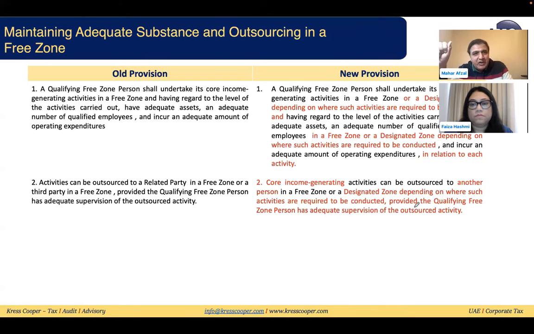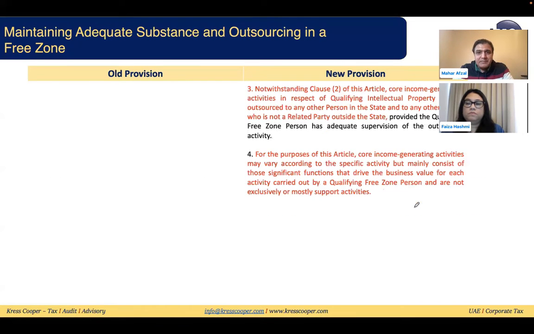This is the one change in maintaining adequate substance, because in the original decision they said very clearly the qualifying free zone person can outsource CIGA to the free zone person, but now they have given a relaxation that the qualifying free zone person can outsource CIGA, core income generating activities related to the qualifying intellectual property, in the UAE or out of the UAE. Rest everything is same. There's no change in it.